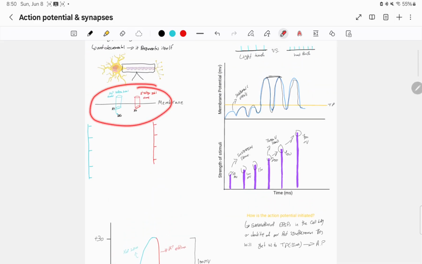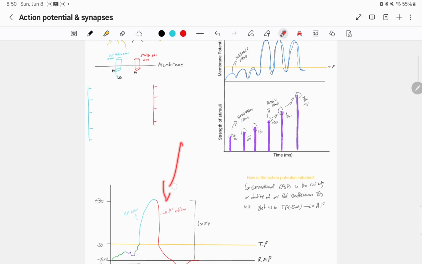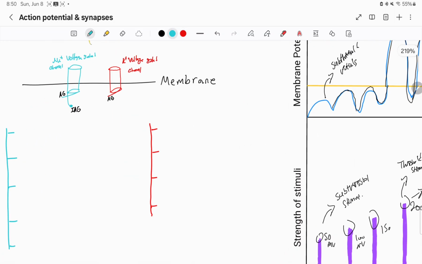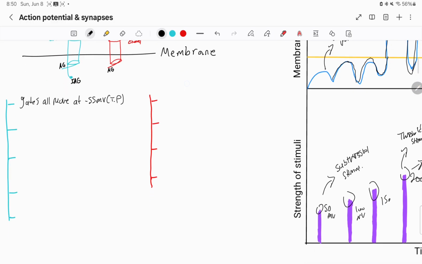Let's come back here and discuss these voltage-gated channels and how they are actually related to this graph, because they are extremely related to this graph. First things first, the sodium voltage-gated channel. What are its characteristics? Well, the gates of this channel all start moving at negative 55 millivolts, which is our threshold potential. So at threshold potential, all of the gates of the sodium voltage-gated channel are going to start to move.